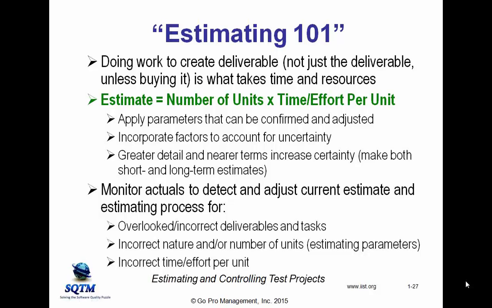And then we need to monitor the actuals. We need to detect variances. We need to analyze and adjust based on them. It may be finding overlooked deliverables or tasks. Could be parameters, the number of units, or maybe they're not estimated correctly. Maybe the effort per unit is not estimated correctly. But the fact is that because we've got this detail, we're in a position to make meaningful adjustments and, more importantly, communicate meaningfully.